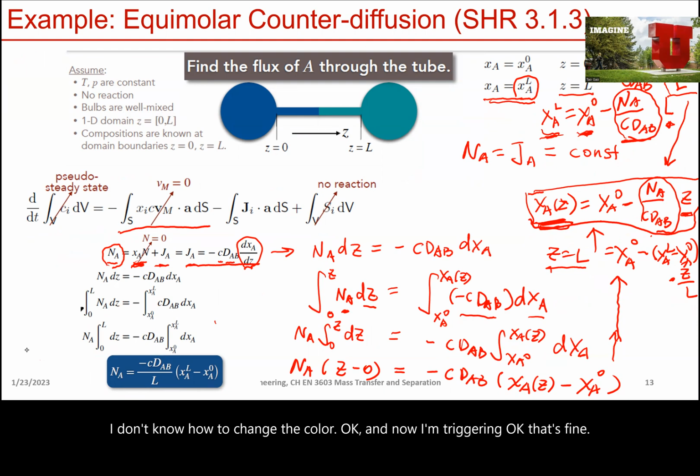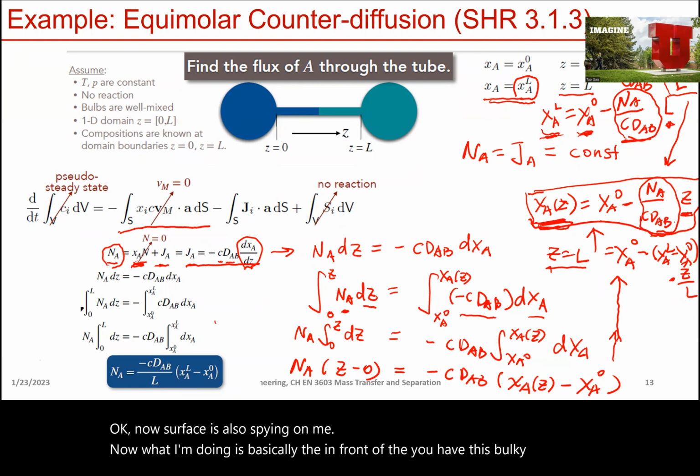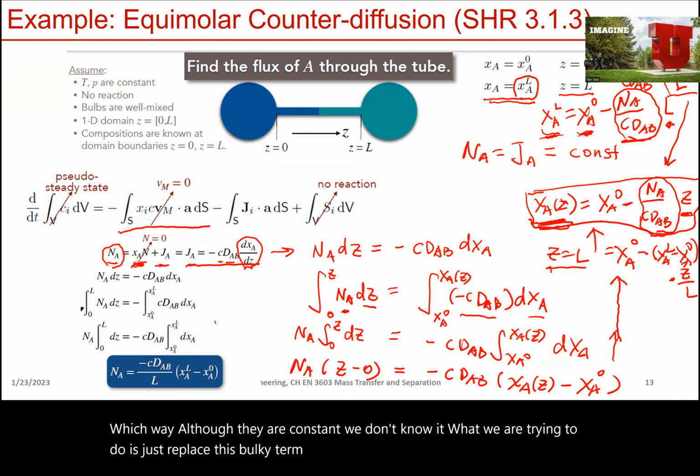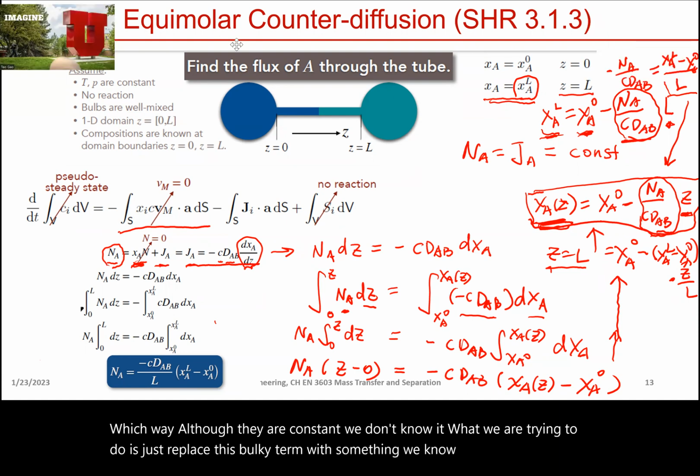Now, what I'm doing is basically, in front of z, you have this bulky term, which although it is constant, we don't know it. What we are trying to do is just replace this bulky term with something we know, which is here.